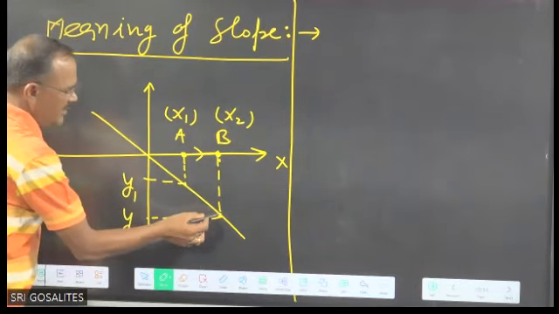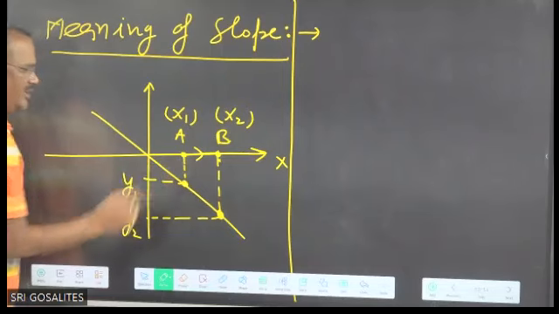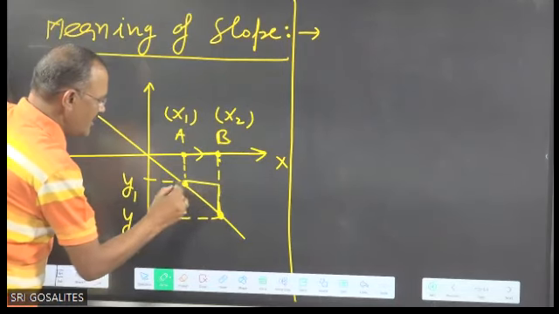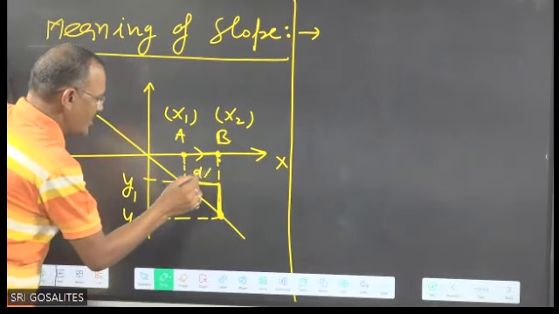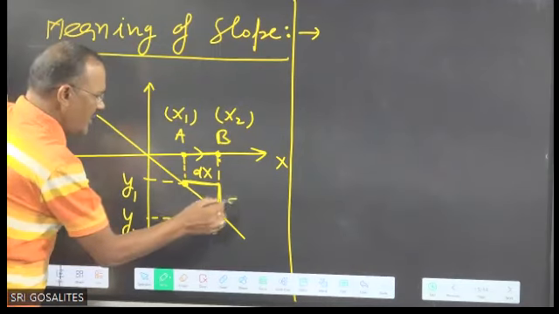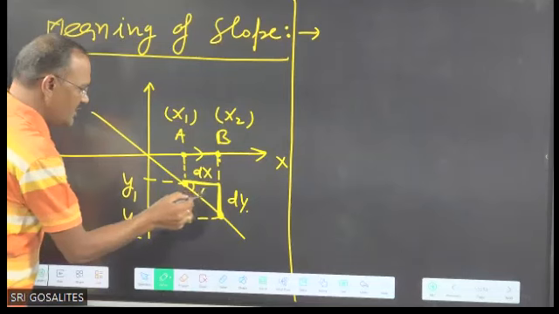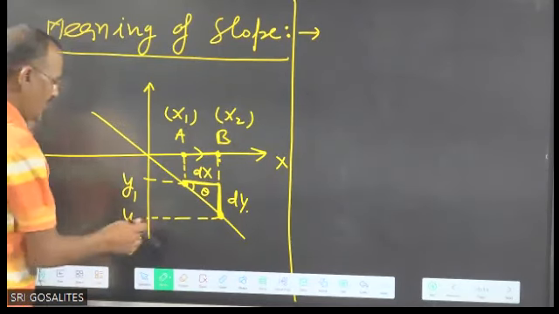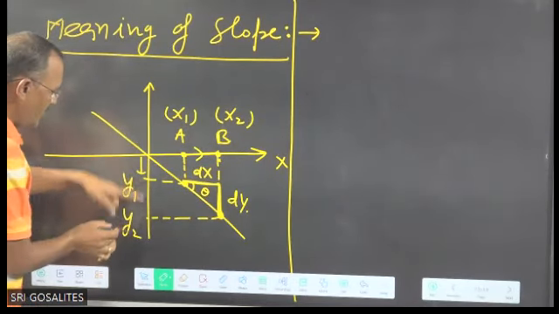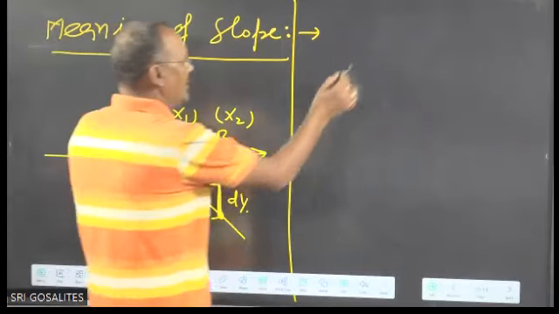Then y value will be y2. Means on changing the x by small amount dx, y is also changing by dy. This is theta. y increases from y1 to y2. Means tan theta is what?